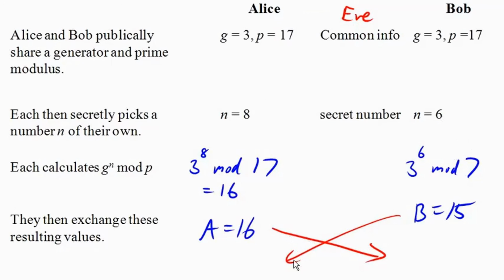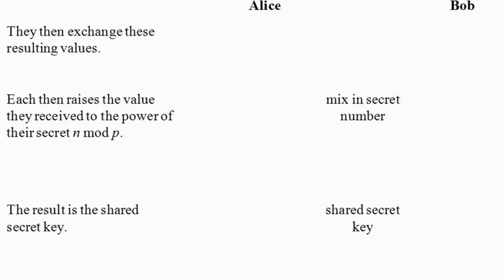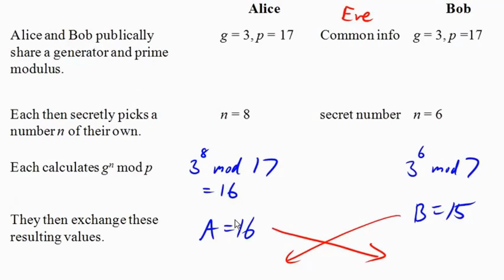So again, Bob, oops, there we are. So Alice just acquired Bob's number of 15, and Bob just acquired Alice's, or sorry, not secret number, Alice's exchanging number of 16. I don't know what it's actually called. We'll call it exchanging number, right? So Alice sent her number of 16 to Bob. Bob sent his number of 15 to Alice. So now they each have the other's number.